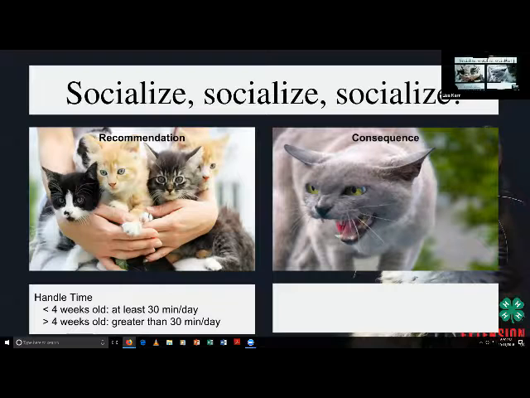So if you don't do this, there are some side effects. They can become aggressive and fearful of humans or loud noises or of other people. So it's really important to get them used to other animals, other people, so that they are the chillest chill cats.